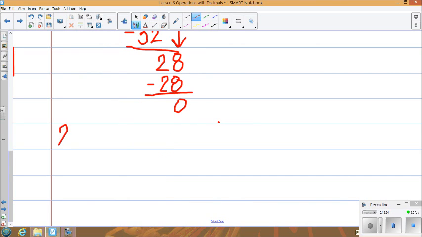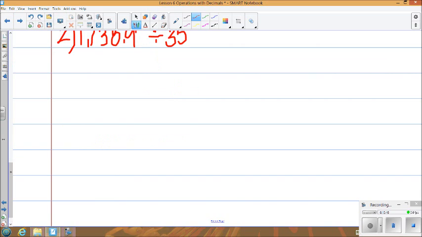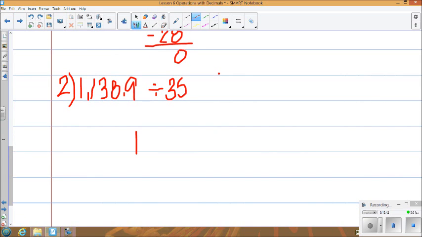So we're going to do 1,138.9 divided by 35. The setup's going to look like this. We're going to have 1,138.9, and then the 35 is what we're dividing by. Again, that decimal point comes right up from the beginning, so you don't have to worry about it.